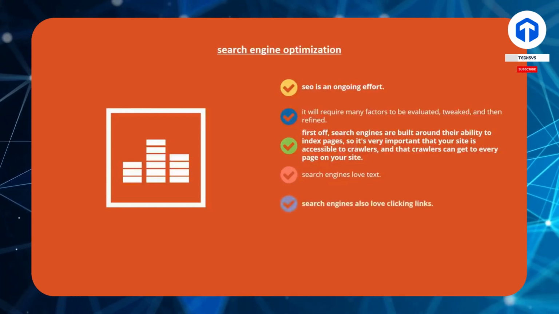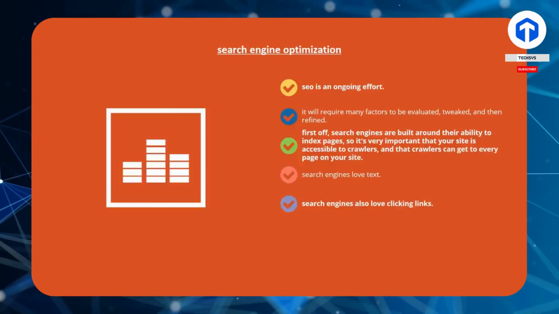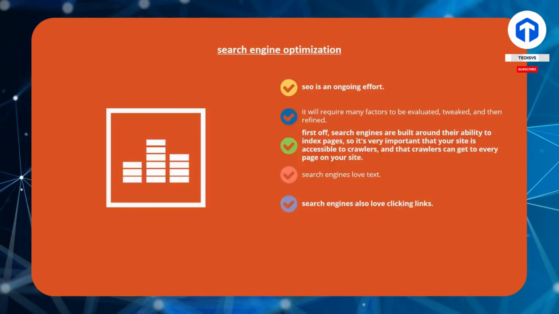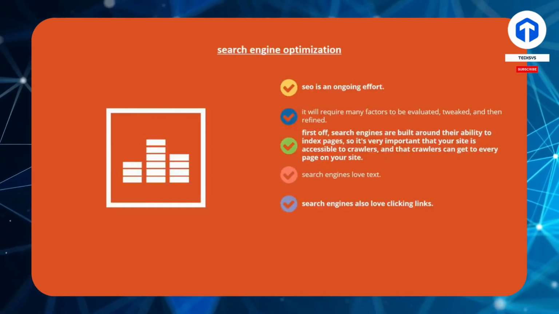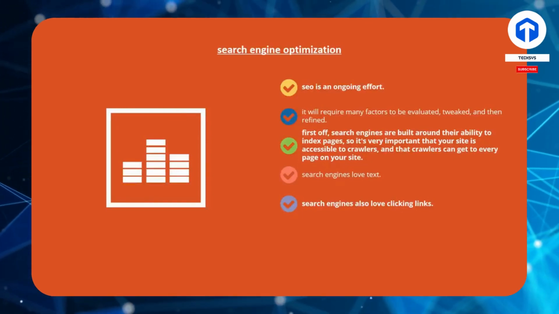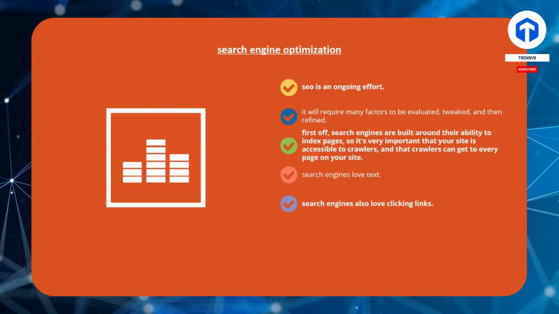Search engines also love clicking links. If you've got your links tucked into a custom JavaScript navigation, your crawlability might be impaired. So as you look at your site, make sure you have at least one regular text-based hyperlink to every page on your site. It's usually best to build a flat site hierarchy versus a deep site hierarchy.